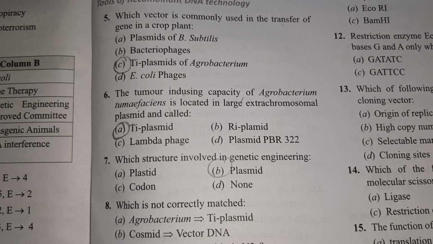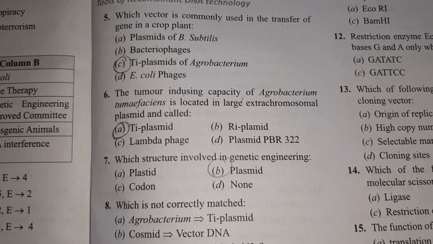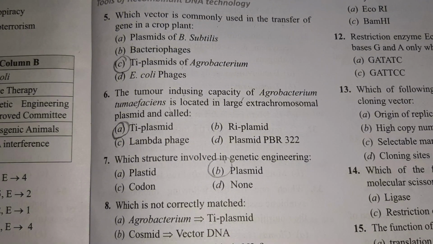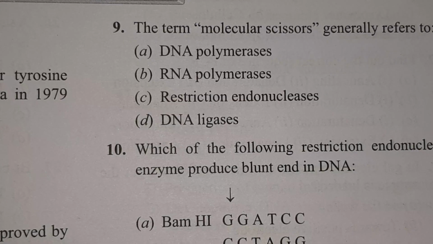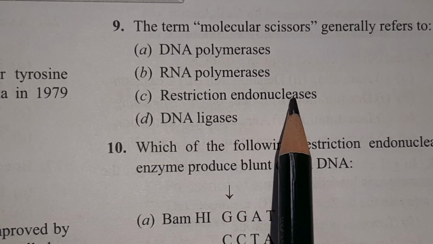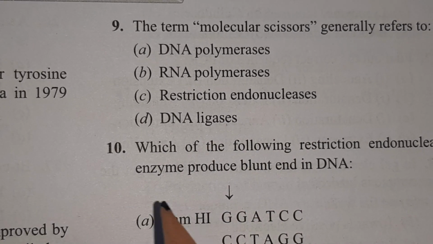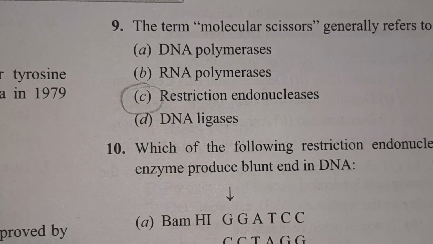We have already learned in this chapter that plasmid is extrachromosomal and it can independently replicate on its own. It does not depend on the chromosomal DNA to replicate. So, plasmid is involved in genetic engineering. Next question is, the term molecular scissors generally refers to DNA polymerases, RNA polymerases, restriction endonucleases, or DNA ligase. The answer is restriction endonucleases.